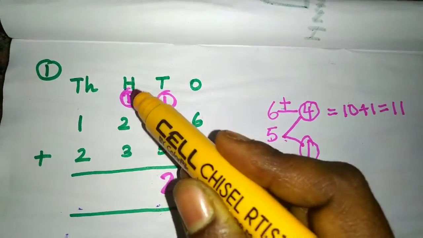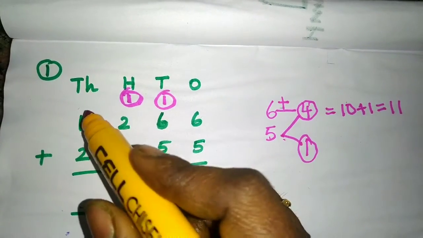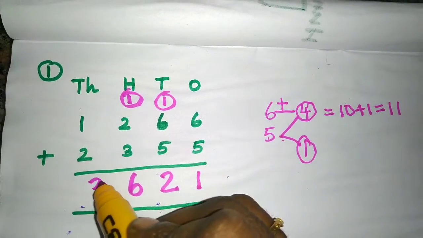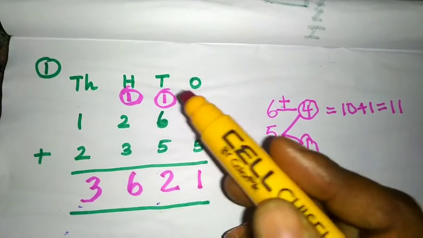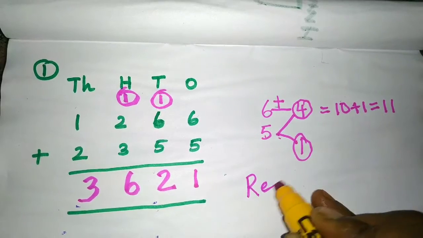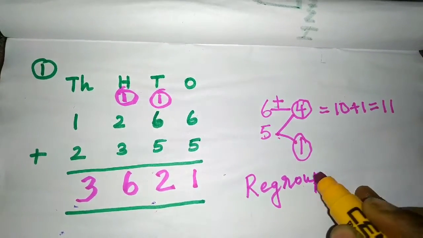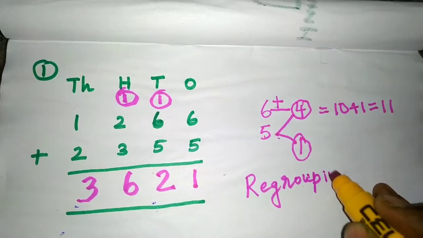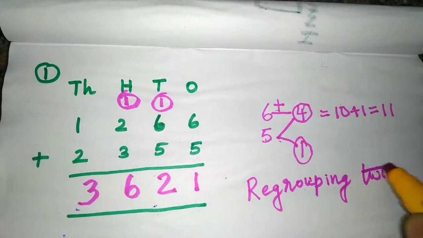3 plus 2, 5. 5 plus 1, 6. In thousands place, 2 plus 1, 3. So your final answer is 3621. Here we have done regrouping twice, 2 times. That means carryover happened in tens place and hundreds place. This is regrouping twice.